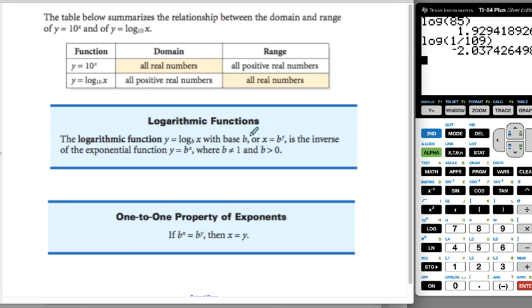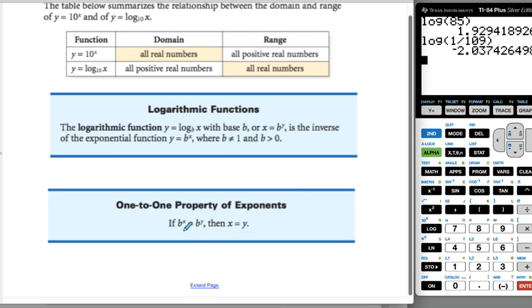So the log base b of x, right, is the inverse of y equals b to the x, all right? And a one-to-one property, and we're going to talk about this with both logs and exponents, is that if you have b to the x equals b to the y, then you can assume that x is the same as y. So for instance, if I told you that 2 to the 5th was the same as 2 to the 3x, I could assume that 5 was equal to 3x, and x is 5/3.